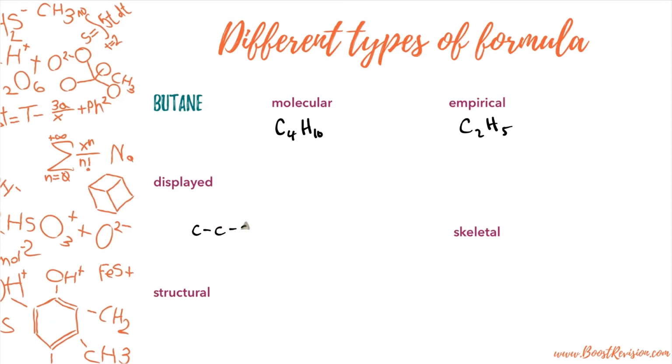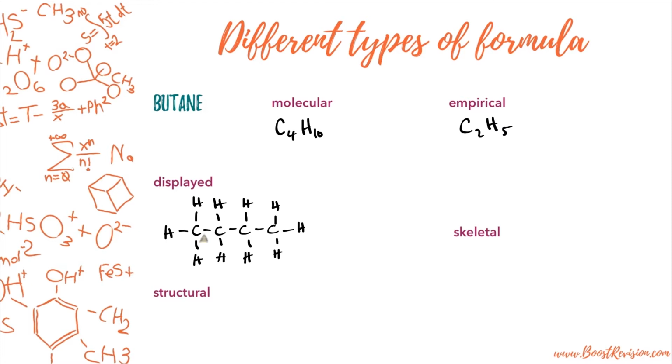Here is the displayed formula for butane, showing 4 carbons, all with single bonds between them, and hydrogens attached all the way around. When you're drawing displayed formula, make sure to double check that each carbon has a total of 4 bonds and each hydrogen has a total of 1 bond. It seems pretty straightforward here when we're drawing an alkane, but it can get more complex later on. So it's always a useful check to do.